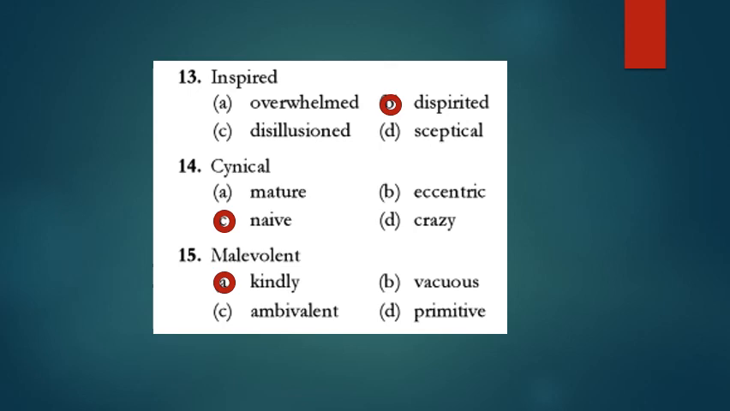Malevolent. Malevolent is the one who intends to harm others. Malevolent, very harmful. So kindly would be the right word. Vacuous, empty. So no thoughts there, vacuous. Ambivalent. What does ambivalent mean? Ambivalent means having mixed feelings. So malevolent, kindly, cynical, naive, and inspired, dispirited.